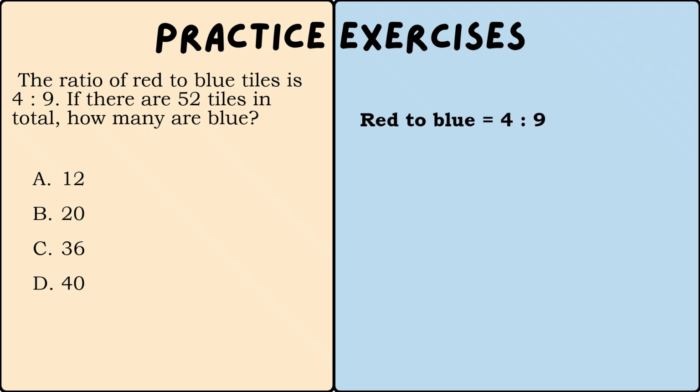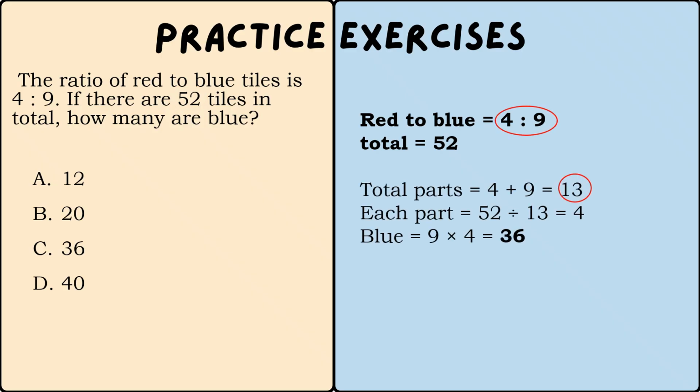Alright, let's find out. So red to blue is 4 is to 9, and the total number of tiles is 52. So first, let's find out the total parts. So 4 plus 9 is equal to 13. Then, to find each part, we're going to divide 52 by 13 and it gives the answer of 4. Then, to find the blue tiles, we're going to multiply 9 by 4 and it gives the answer of 36. And it is letter C.